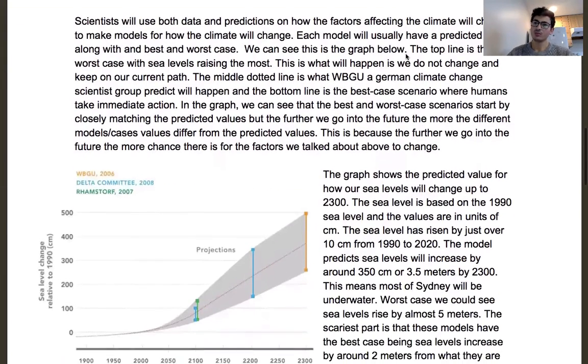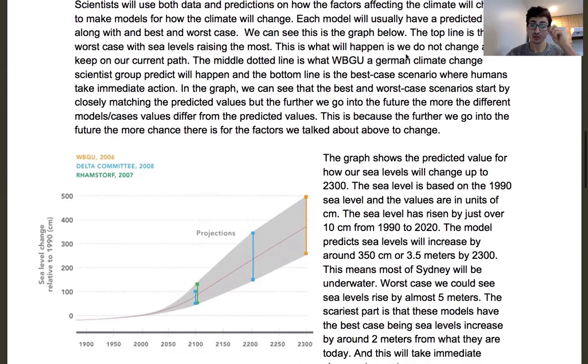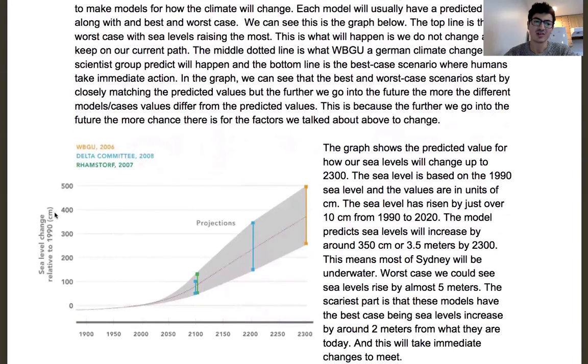So with any model, because there are so many factors, we're going to get a best case, a worst case, and a predicted case. If we look at the graph below, this is the sea level change relative to 1990. So we have 1990 being 0 on this, and we're going to look at how much we predict the sea levels to rise up to the year 2300.